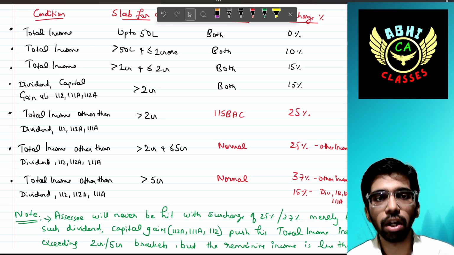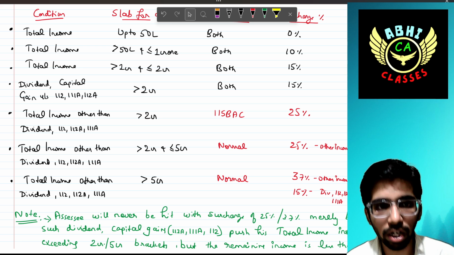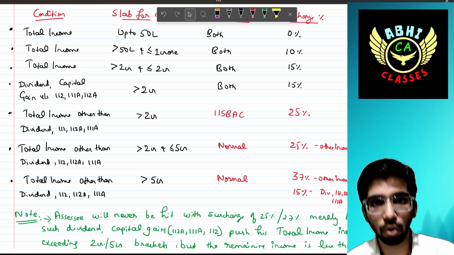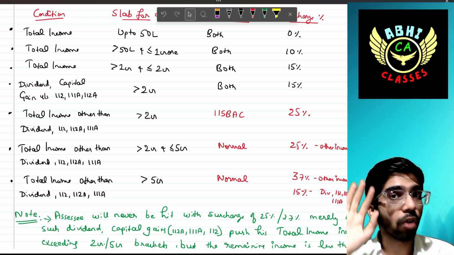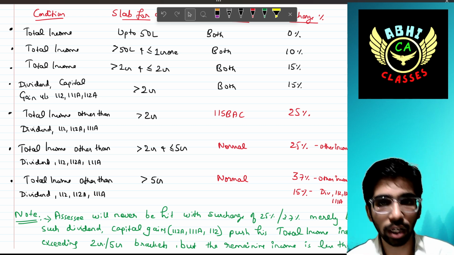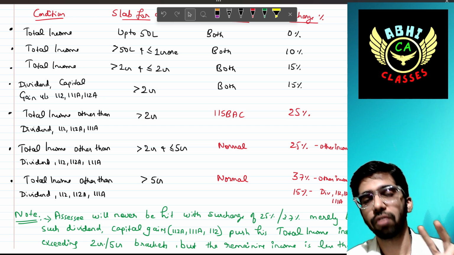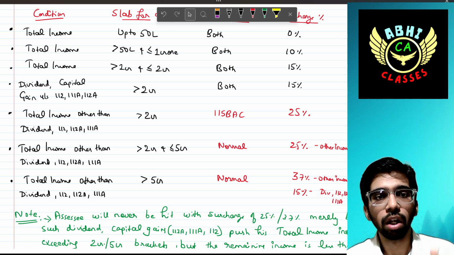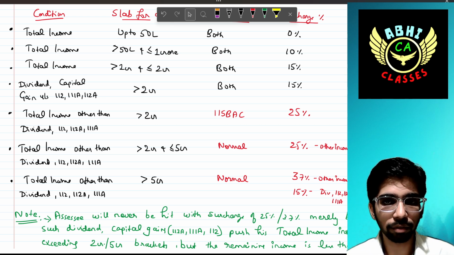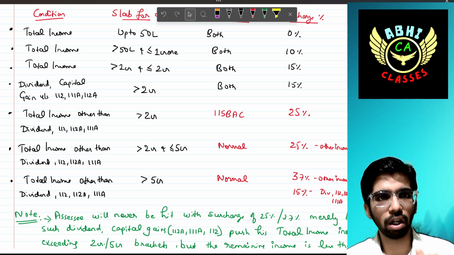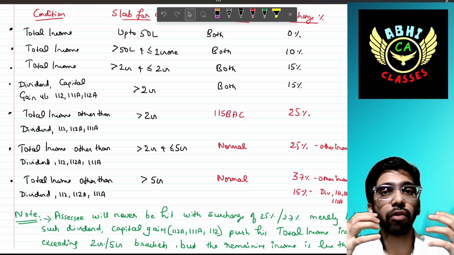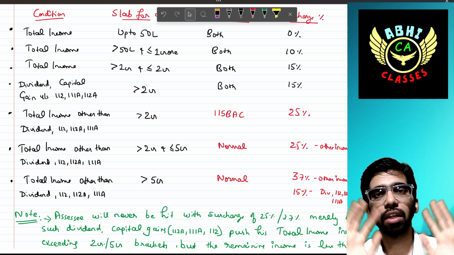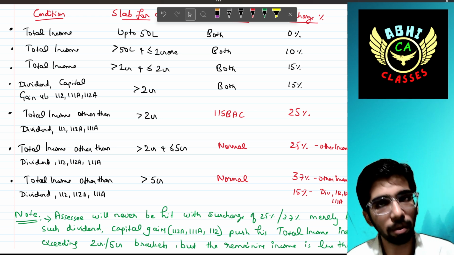Next, if your total income other than dividend, 112, 112A, 111A, is exceeding 2 crore, and he is opting for 115BAC or the new tax regime, then the surcharge rate is 25%. Only for 115BAC, 25%. If you are having only special income, whatever may be your income above 2 crore, a flat 15% surcharge will be leviable above 2 crore.